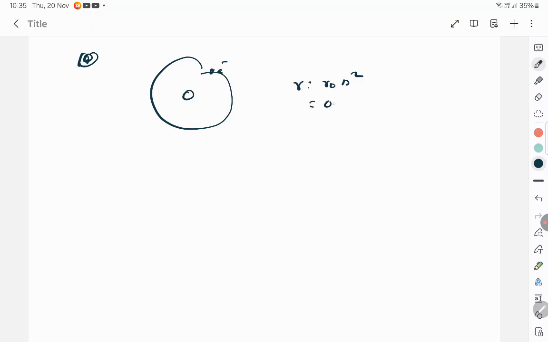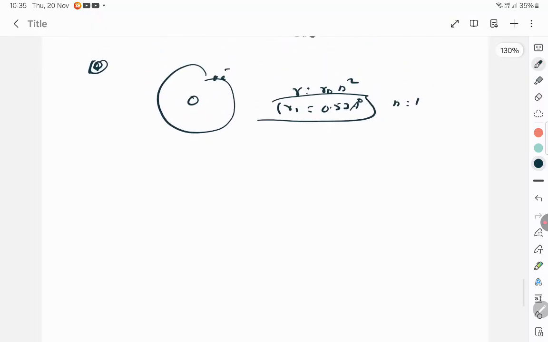Put R naught is 0.53 Angstrom. Put n is equal to 1. That will be the radius of the first orbit. So radius of any orbit can thus be calculated using this formula. Why are they even doing all this? You don't need all this, because we have a shortcut where we have memorized R naught as 0.53 Angstrom. So let's go to next question.